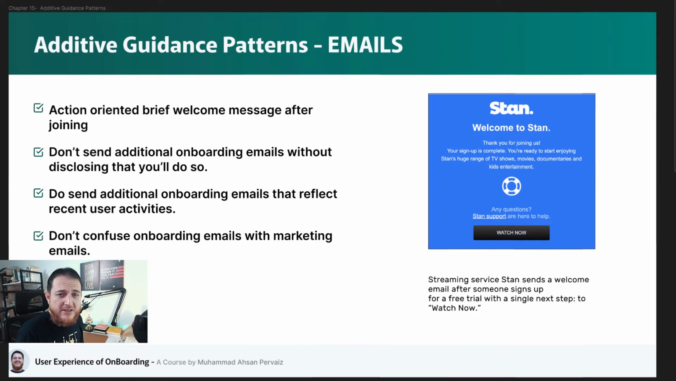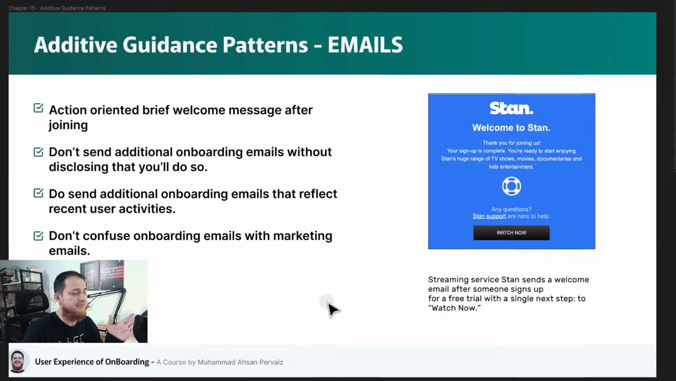Now here are a few more patterns. One is emails. Emails should be action-oriented. You can see over here on the right, there is a welcome email message from Stan, and once you sign up, it says Watch now. This is how you integrate guidance by email, sending them just one tip on how to use it. I get emails from Figma and a few other apps. I use regular emails showing bite-sized information on how to accomplish something, or when some feature has been added, how to use that feature. Just a small tip.